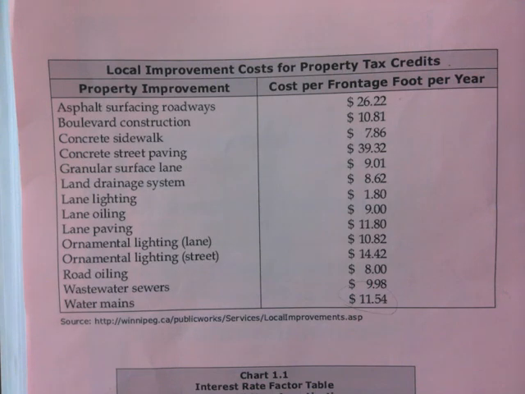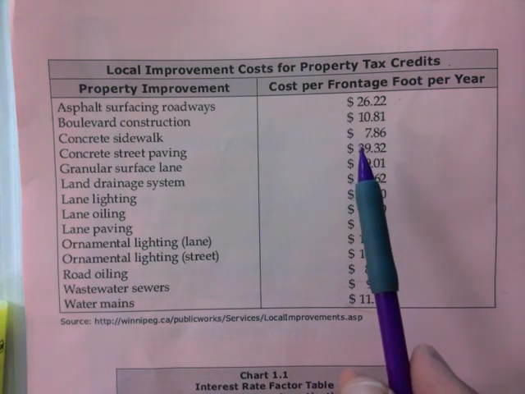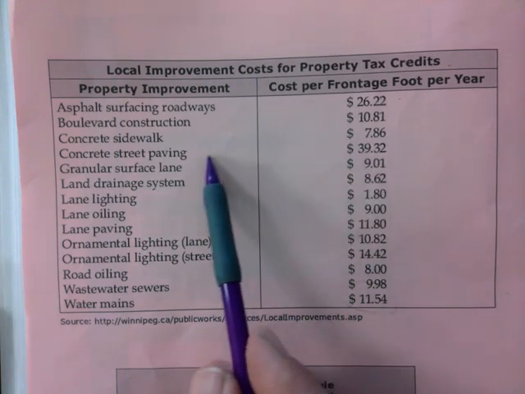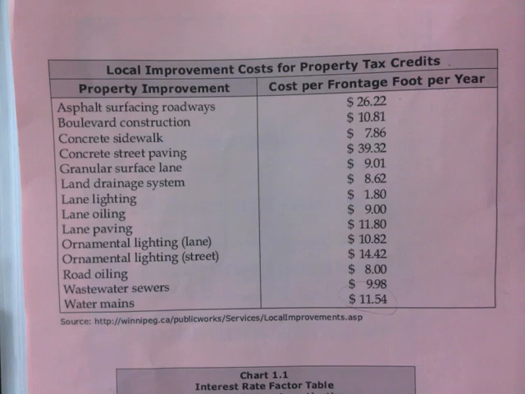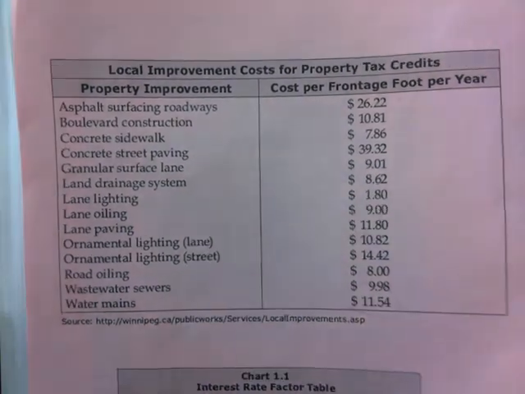What's the most expensive improvement that could be done in your area? You notice that one? If you go 3932, concrete street paving. If they pave the streets, if they rip everything out and redo it with concrete, that's the most expensive improvement in your area.